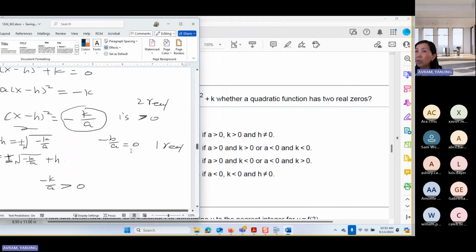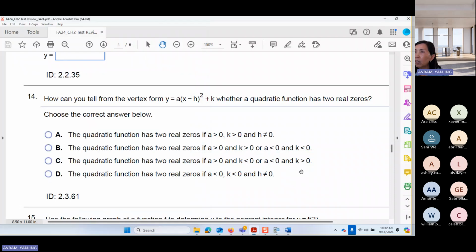If a is positive, k is positive, and then if they both are positive, you have a negative outside, so this won't be true. So this one is wrong, okay? If a is positive, k is negative, and then you have a negative outside, so this part is okay. A is negative, k is positive. Actually, this part is also okay.